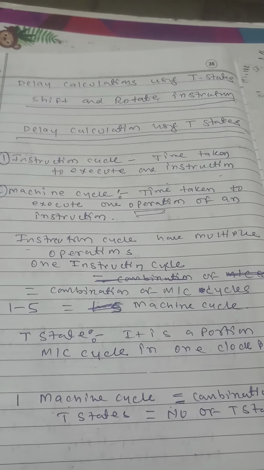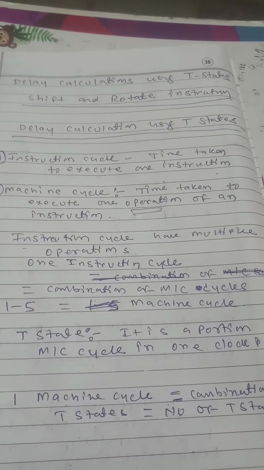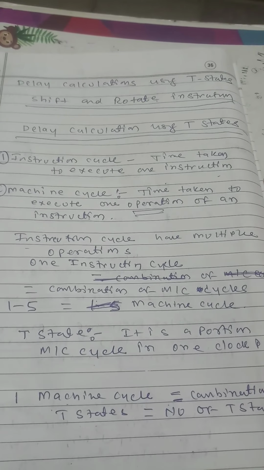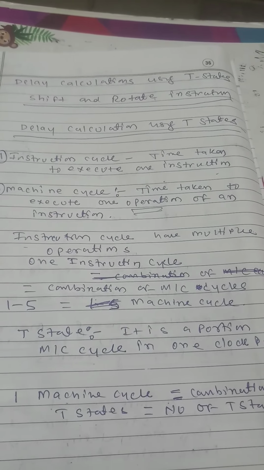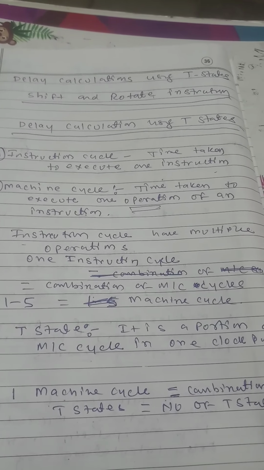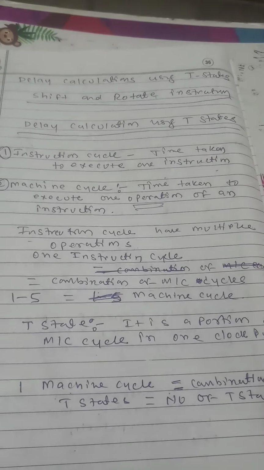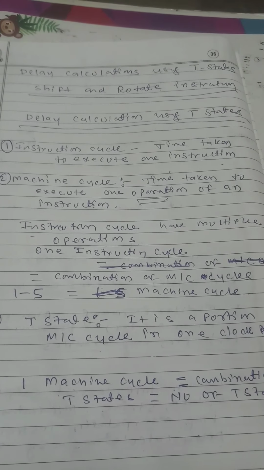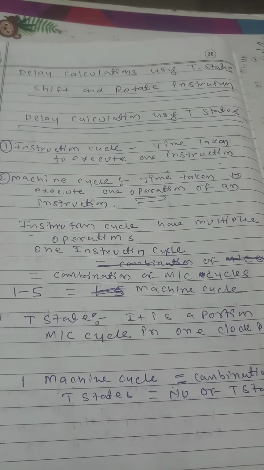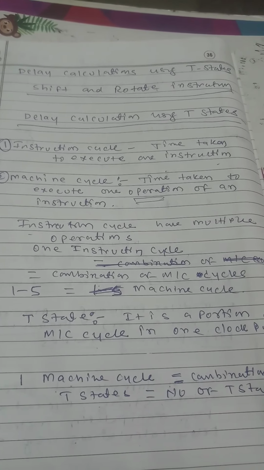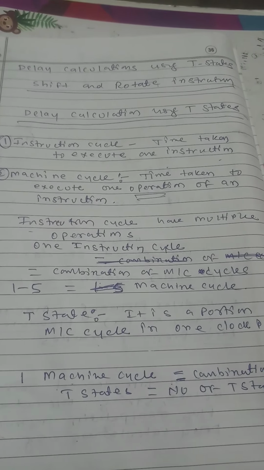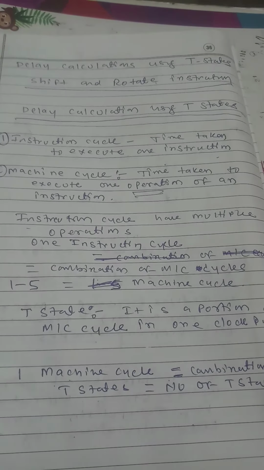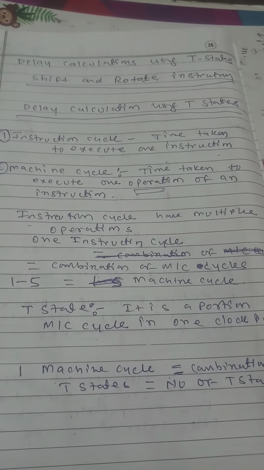The instruction may have different operations. We already discussed fetch, decode, and execute. And some instructions may be 1 byte or 2 byte instructions. We already discussed the different structures of the instruction. So an instruction consists of many operations. To execute that operation, how much time is taken is called a machine cycle.